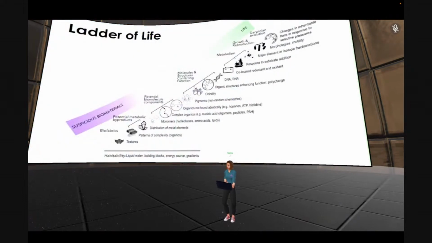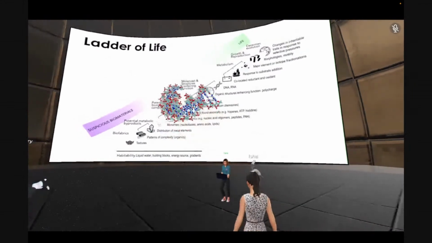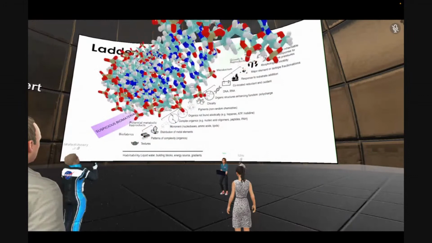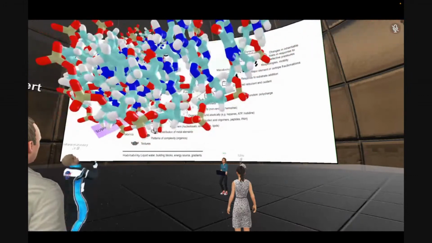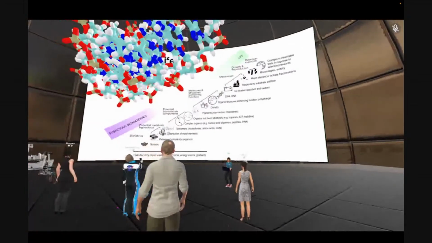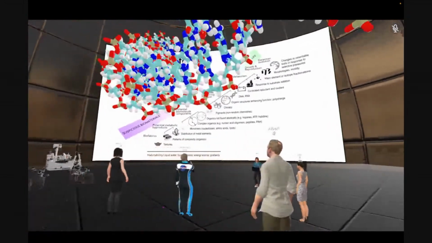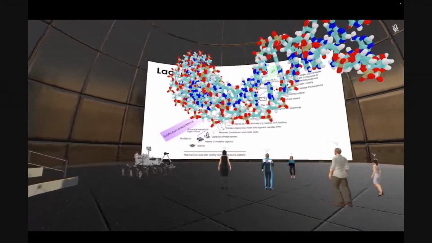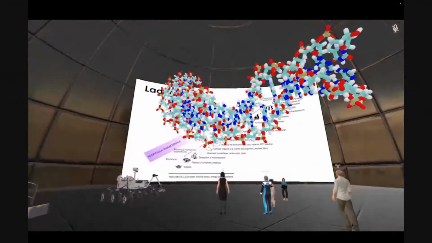So this is the ladder of life I was mentioning before. This is a way of categorizing types of evidence we might see on other planets, from what we're calling suspicious biomaterials that might be associated with life but aren't necessarily a smoking gun or 100% indicative of life, all the way up to that green zone, which are things that we only know to be produced by life.